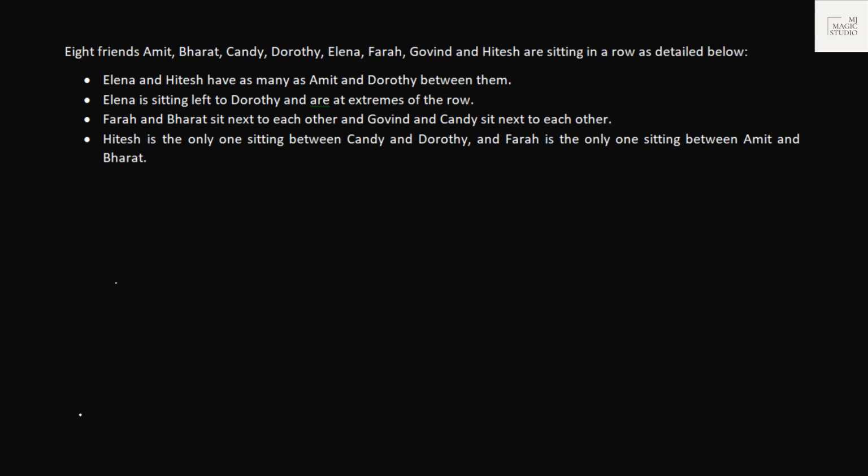When sitting in a row, and if no direction is given in which they are all looking, as a basic assumption we assume that they all are looking to the north direction, so that my left becomes their left and my right becomes their right, and it is easy for us to arrange. 8 friends A, B, C, D, E, F, G, H are sitting in a row. We have 1, 2, 3, 4, 5, 6, 7, 8. All are facing north. Elena and Hitesh have as many people between them as Amit and Dorothy. So if Elena and Hitesh have X members between them, Amit and Dorothy will also have X members between them. Elena is sitting left of Dorothy and they are at the extremes of the row.